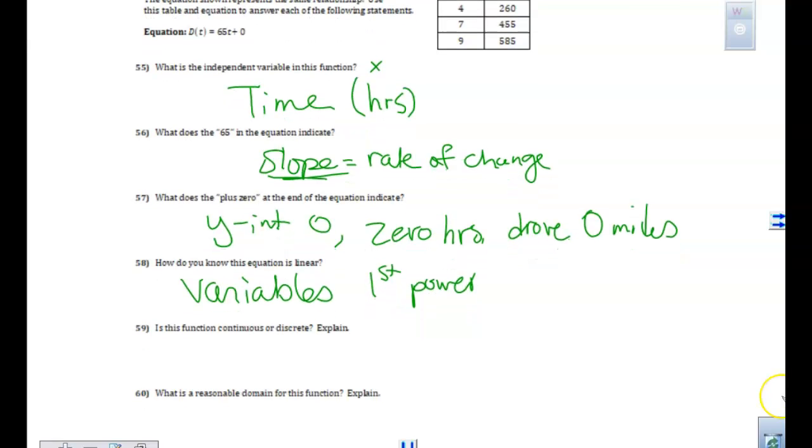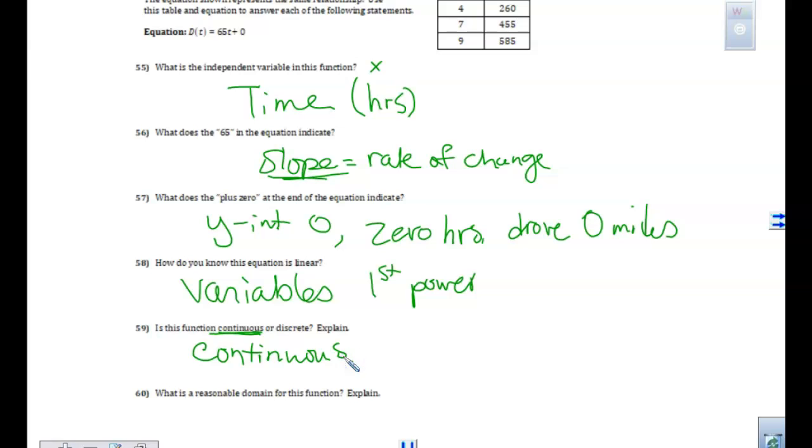Continuous or discrete. Could you drive a fourth of an hour, a half of an hour? Could you drive a fraction? That's what you want to help you decide continuous or discrete. If you can have a fraction of something, it's continuous. If you can't, it's going to be discrete. So like when we talk about selling cookies, usually you're not going to break it in half and give half, or granola bars. You can't open the package and give someone a half, right? So this one should be continuous.